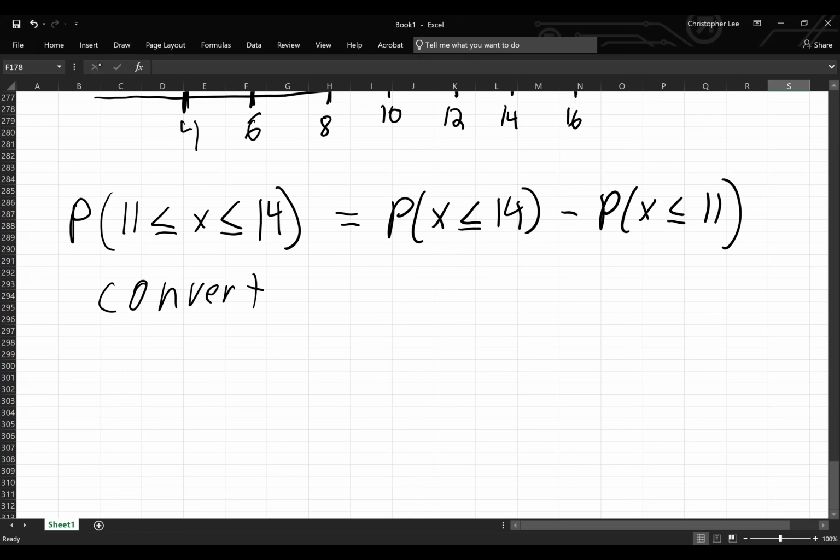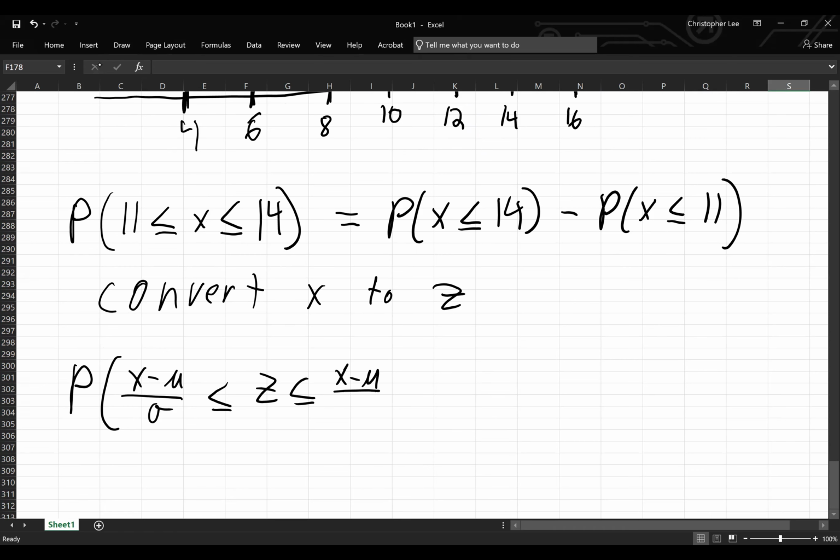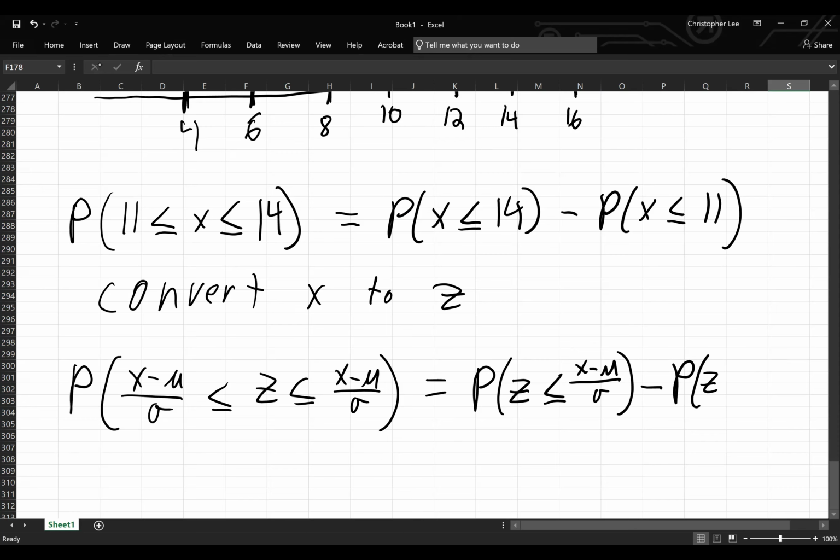Convert X to Z, right? So this is going to become the probability of (X minus mu) over sigma less than or equal to Z less than or equal to (X minus mu) over sigma, which is going to become the probability of Z less than or equal to (X minus mu) over sigma minus the probability of Z less than or equal to (X minus mu) over sigma. Don't overthink it. Just plug in the numbers.